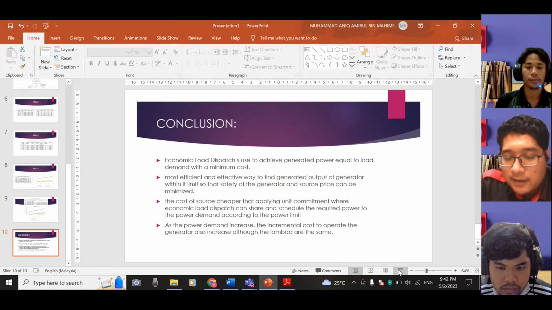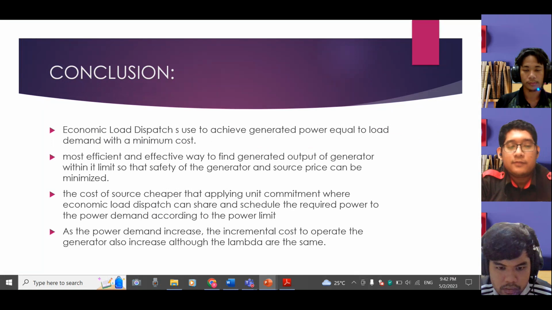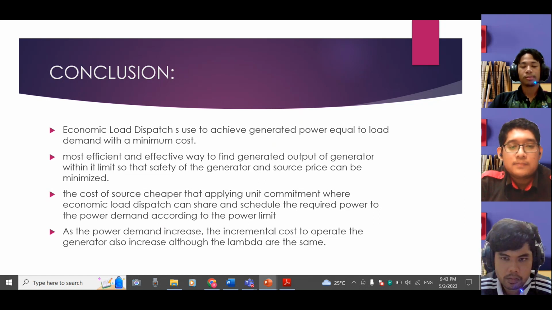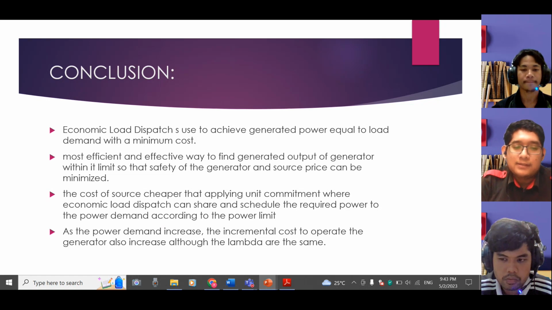Thank you, Irfan. I'm going to continue with the conclusion for this study of economic load dispatch and unit commitment. The economic load dispatch is used to achieve generated power equal to the load demand at minimum cost. It is the most efficient and effective way to find the generated output of a generator within the limit, so that we can keep up the safety of the generator, and the source price can be minimized, where the cost can be minimized also.